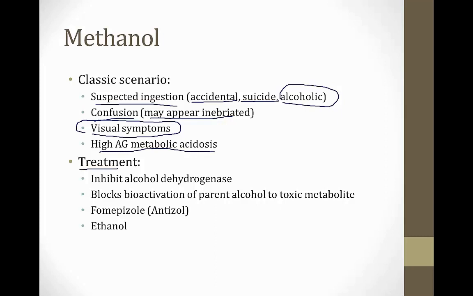The treatment for methanol intoxication is to inhibit alcohol dehydrogenase. So alcohol dehydrogenase bioactivates methanol, converts it to formic acid, and that's the toxic metabolite. So if you give ethanol, that will help. That will block alcohol dehydrogenase from doing its job on methanol. And then there's also an antidote called fomepizole that can sometimes be used. But both of these are going to inhibit alcohol dehydrogenase so the methanol does not get converted to formic acid.